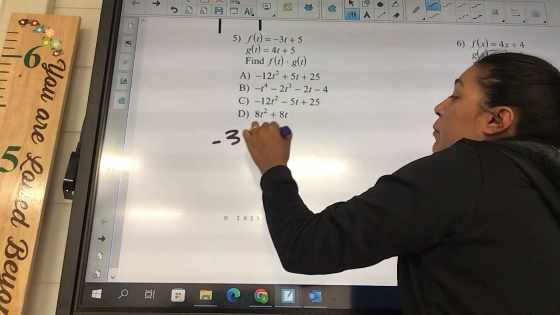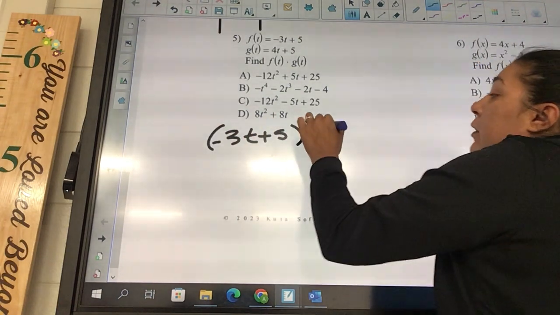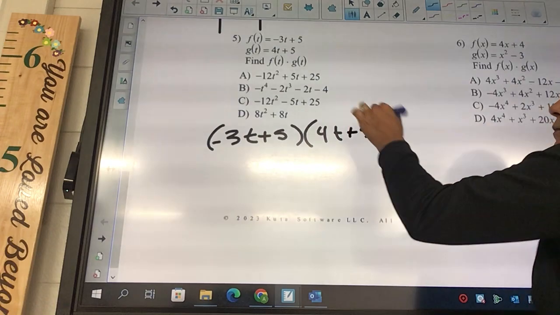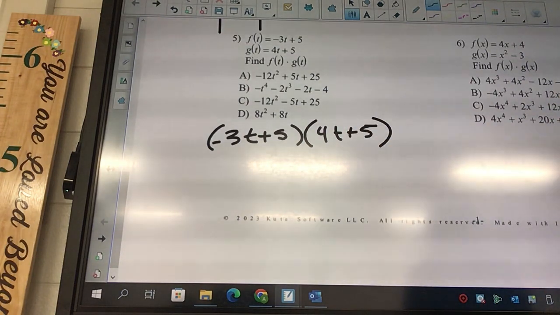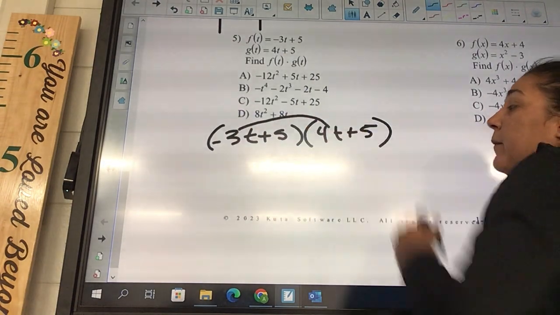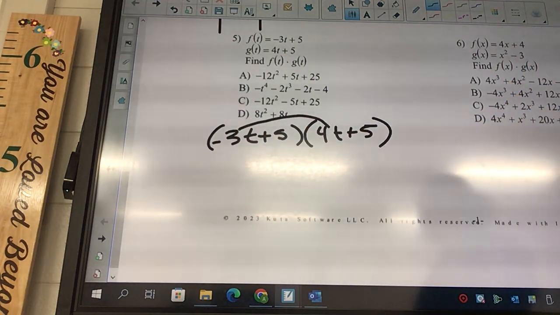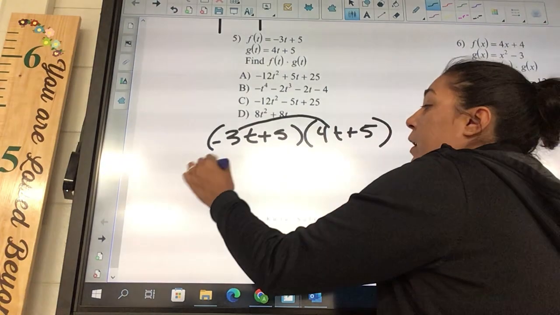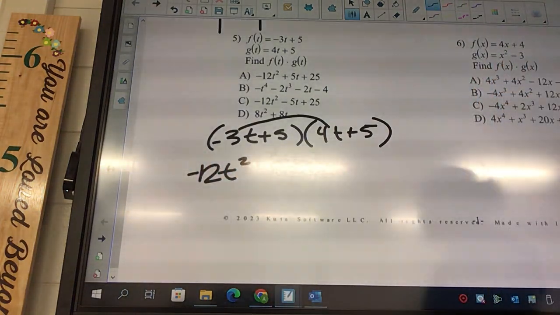Negative 3t plus 5, 4t plus 5. Okay, and then we FOIL. So our first piece is going to be what? Negative 12t squared. Okay, and again, go with what you can.